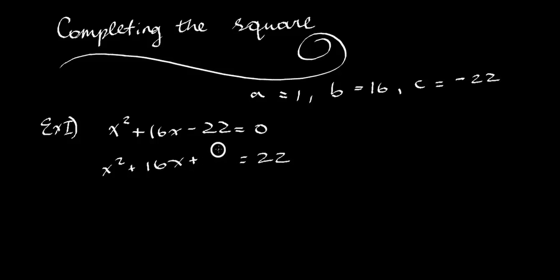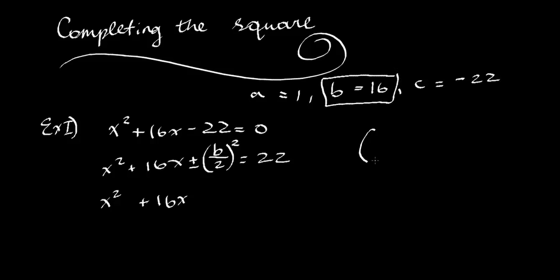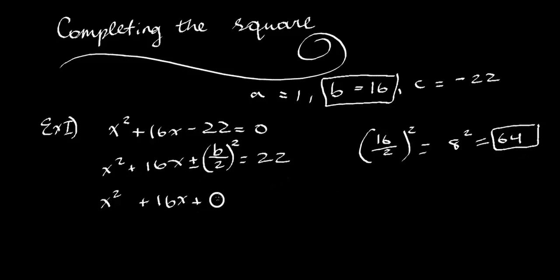there is a little formula. It's plus or minus, because we don't know what integer it will be, b divided by 2, squared. What does that mean? Well, what is our b in this case? Our b is 16. So if we plug in 16, we get 16 divided by 2 squared. 16 divided by 2 is 8, and 8 squared is 64. So we got our value, plus 64. And since you are adding 64 on this side, you have to add 64 on the other side.